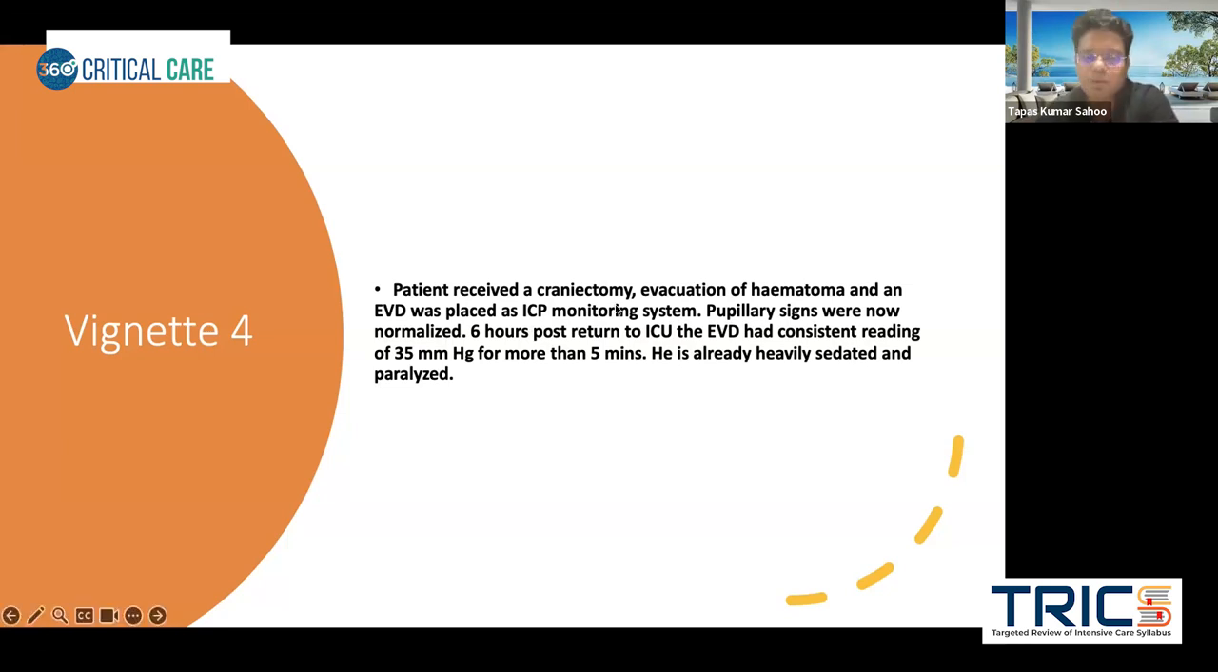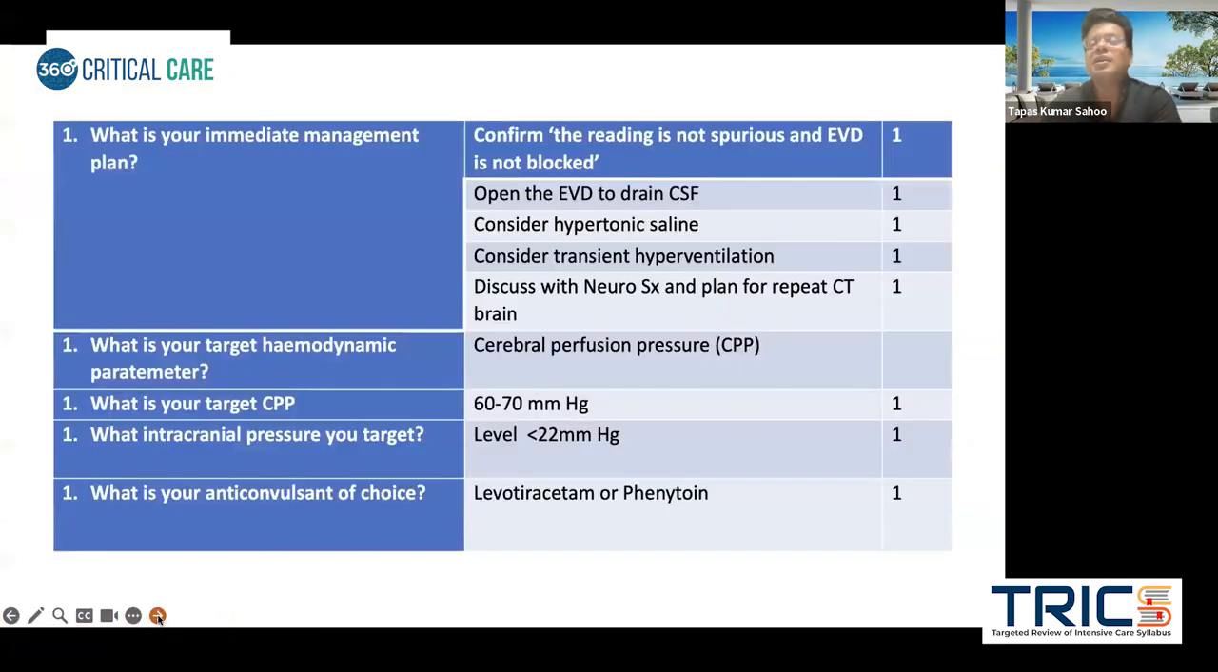So despite your surgical intervention, 6 hours post return to the ICU, the EVD had a consistent reading of 35 millimeter mercury for more than 5 minutes. He is already heavily sedated and paralyzed. That means they are excluding that the patient is bucking or actually out of sedation and paralysis. So that means there is some problem in the EVD management. So the question should automatically come next: what is your immediate management plan?